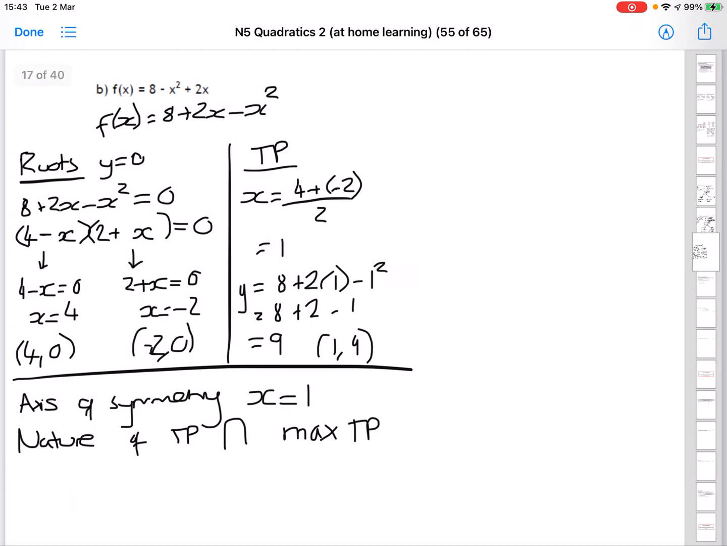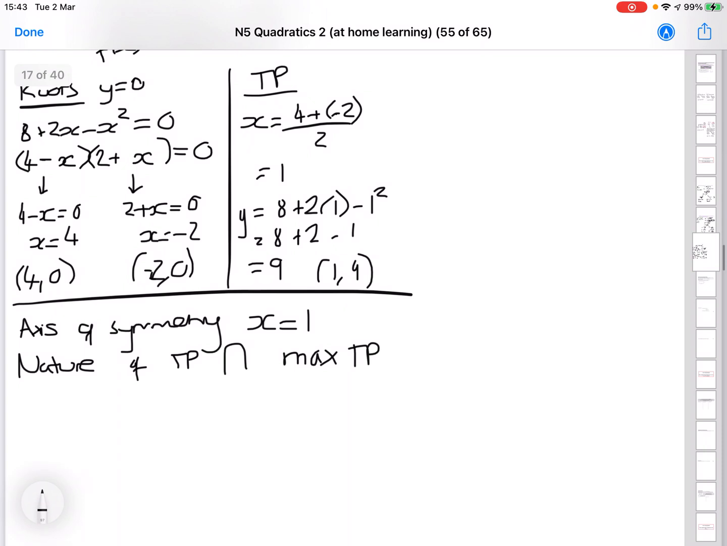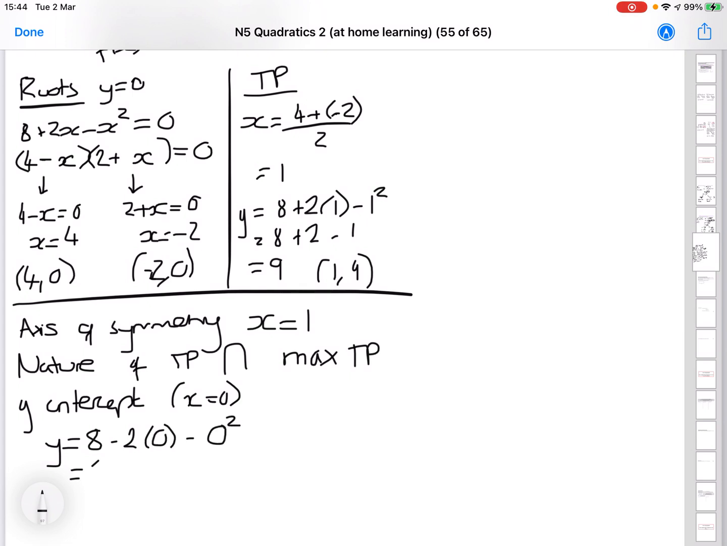And the last piece would be our y-intercept. So your y-intercept is when x is 0. So we're going to substitute that into the equation. So 8 minus 2 times 0 minus 0 squared. So that's just going to be 8. So your y-intercept will be 0, 8.